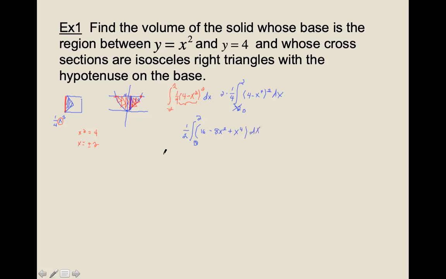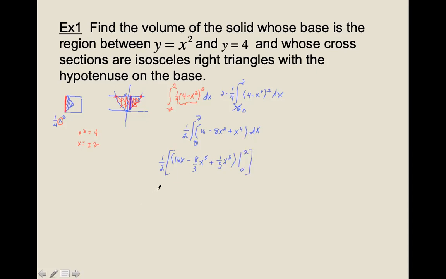All right, so I'm going to find my antiderivatives. I have everything I need here. I'm going to keep the 1/2 outside. Antiderivative of 16 is 16x. Antiderivative of 8x squared is 8/3 x cubed. And the antiderivative of x to the 4th is 1/5 x to the 5th. And I'm evaluating that from 0 to 2. And this is why we like to use that doubling factor when we have an even function, is that 0 is so much easier to work with than that negative 2.